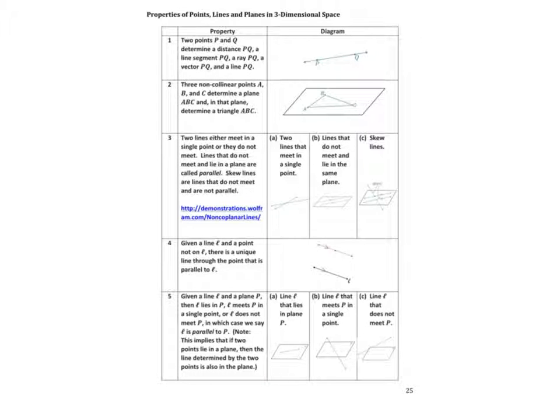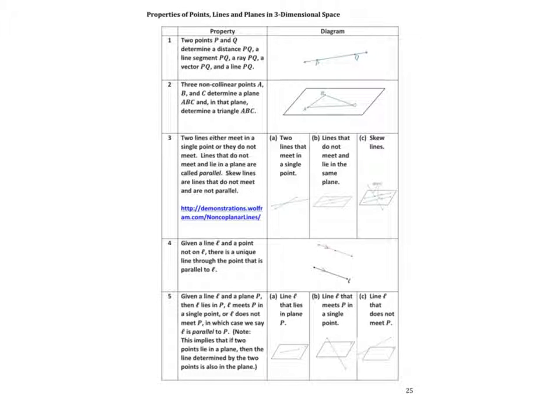Number 2, 3 non-collinear points A, B, and C determine a plane. So if you have capital letters on a plane in 3 different ones, then we call it plane ABC. And in that plane, it determines a triangle also for ABC.